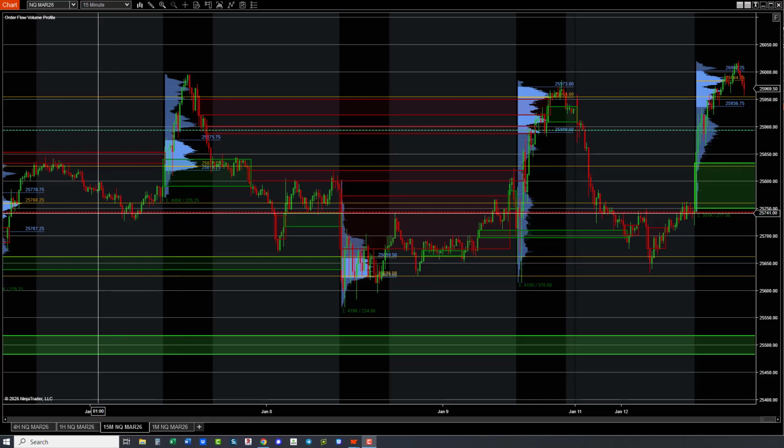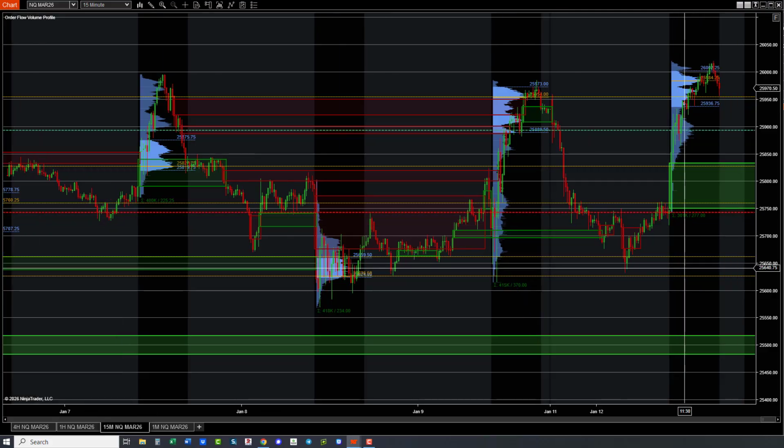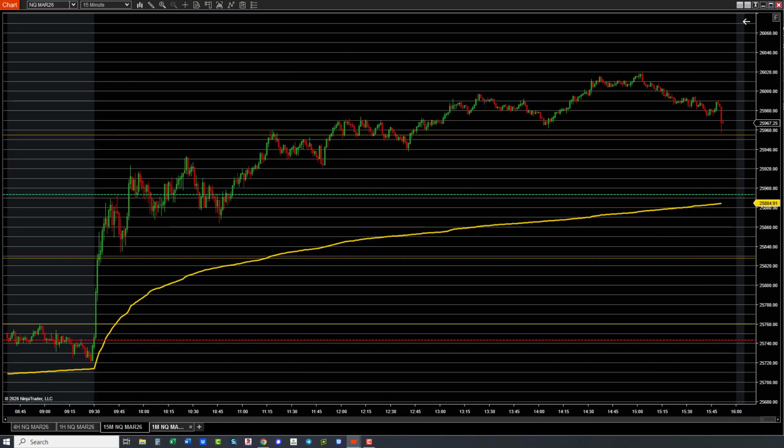So again, here's a 15-minute chart. Obviously, we have some imbalances below. We have a new imbalance from today, but you can see the market pretty much opened and ripped. And I'll show you on a 1-minute chart. It's a little bit easier to see.